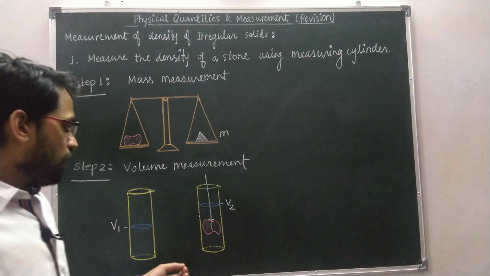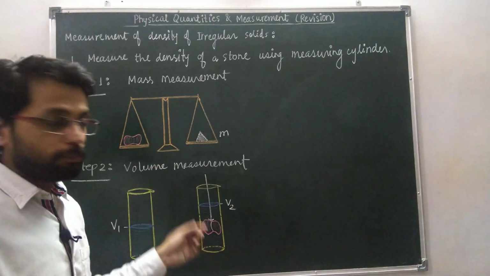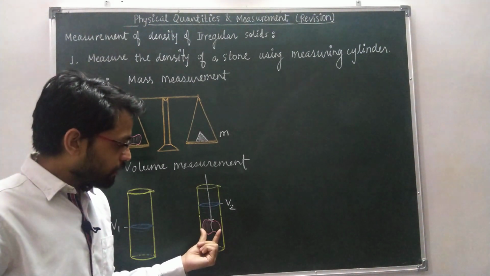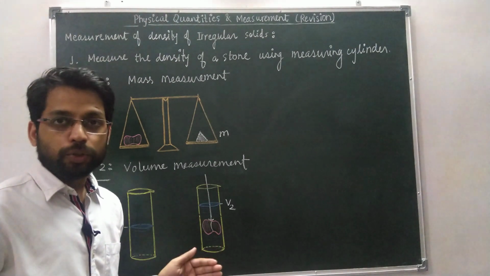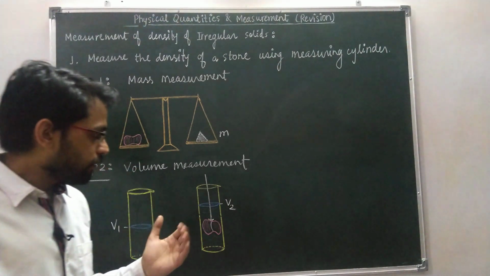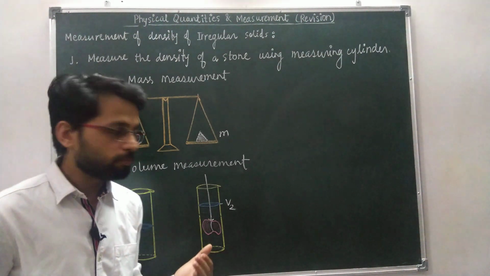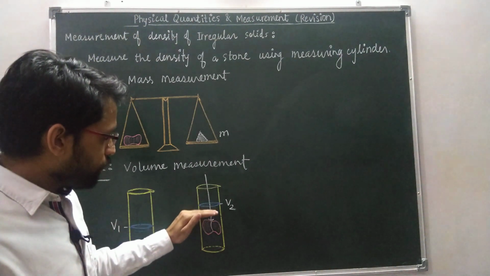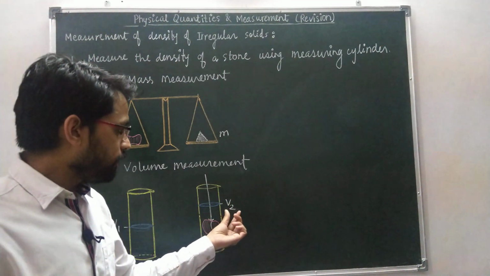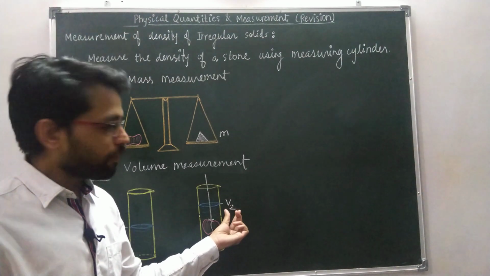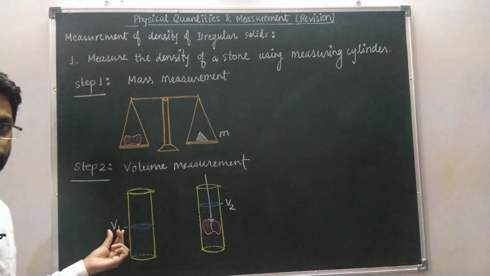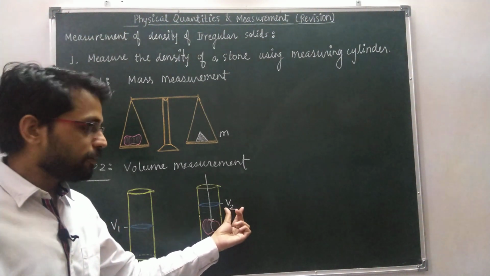Now, immerse the stone completely inside the liquid. When you do so, the stone displaces volume. The stone will displace the liquid equal to its volume, due to which the level of the liquid rises up in the measuring cylinder. Read the new volume, say it is V2. Initially, the liquid level is at V1 and finally it is at V2.